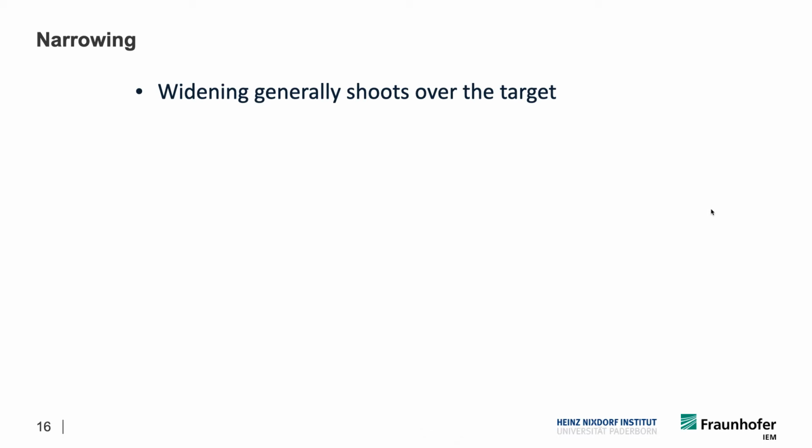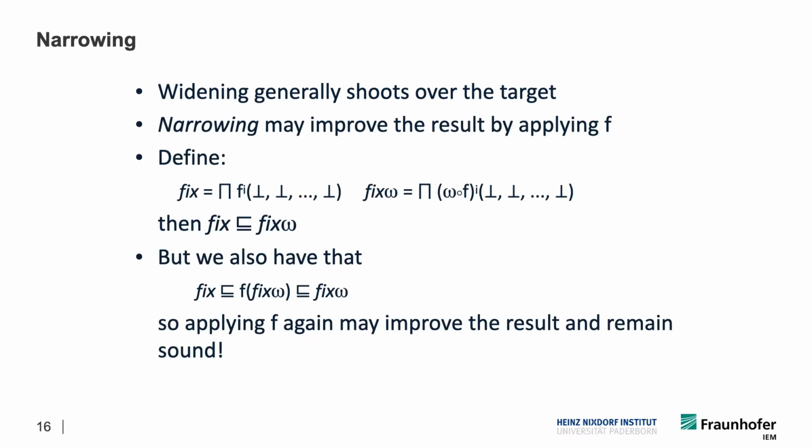Okay, welcome back everybody. So in the previous video, I already talked about widening, which allows us to reach a fixed point earlier in the analysis by basically getting quicker to larger values in the lattice itself. And we already discussed, though, that widening generally shoots over the target, so it tends to give us more approximate solutions than we would sometimes like. Luckily, there's a technique called narrowing, which actually allows us to improve on that again.